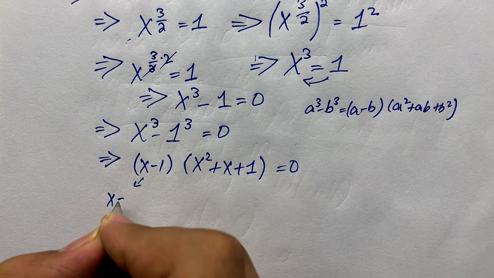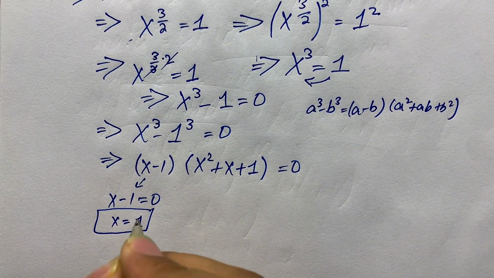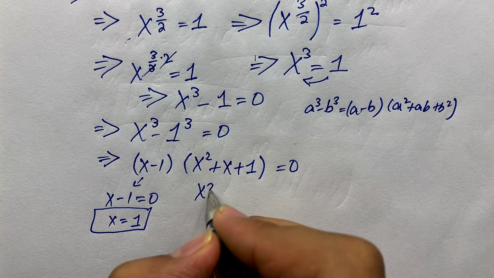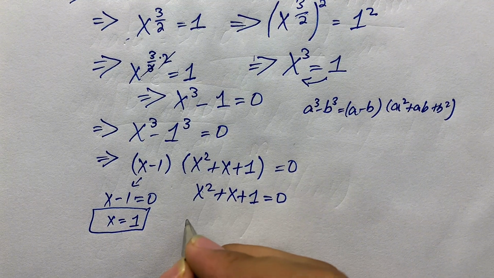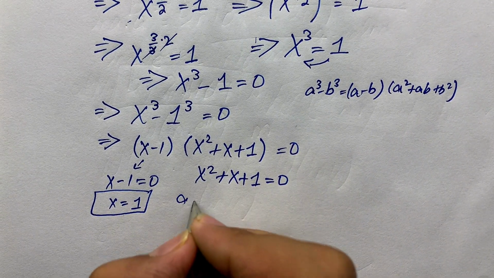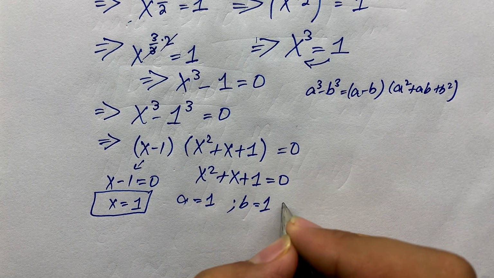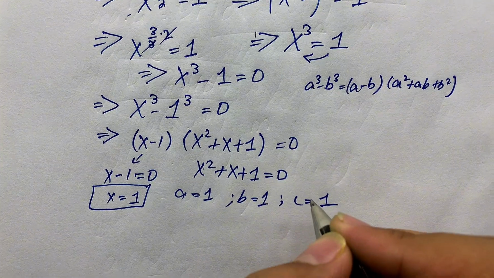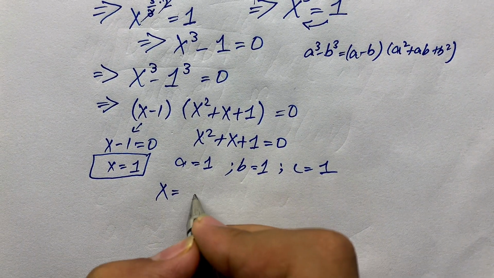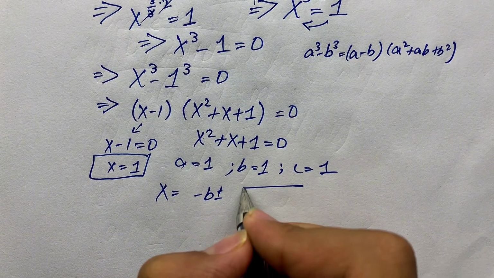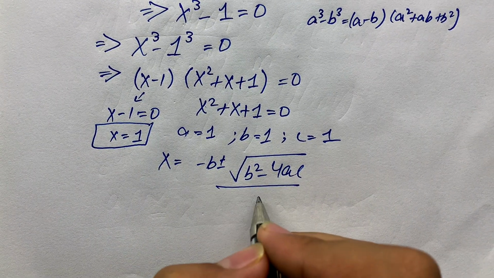Now x minus 1 is equal to 0, so x is equal to plus 1, and x square plus x plus 1 is equal to 0. We solve this side. a is equal to 1, b is equal to 1, and c is equal to 1. Now we use this formula: x is equal to minus b plus minus under the root b square minus 4ac divided by 2a.